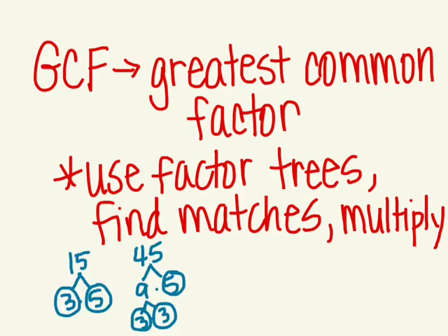For instance, if we're finding the GCF of 15 and 45, 15's prime factors are 3 and 5, 45's prime factors are 3, 3, and 5. If we find our matches, we have a 3 and a 3. We write those down. We have a 5 and a 5. We write it down one time. To find our GCF, we multiply those matches together, and our GCF is 15.